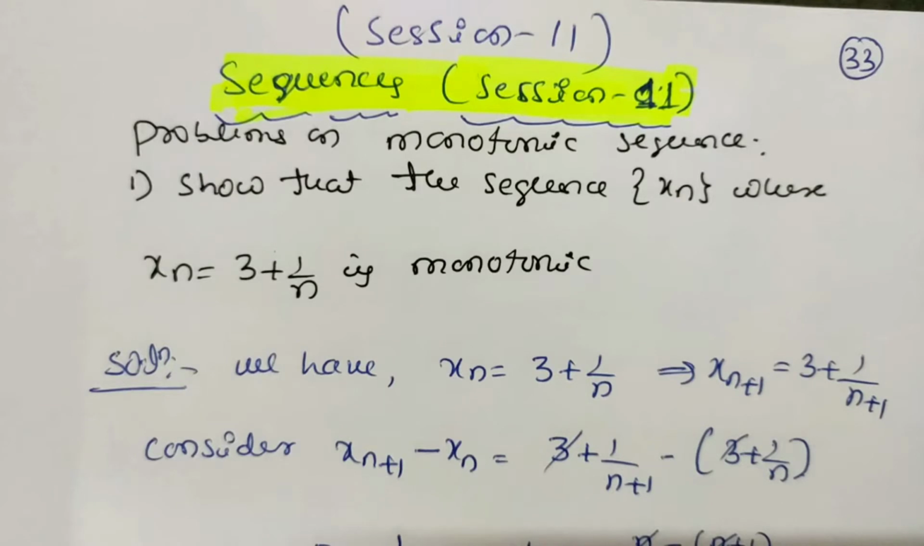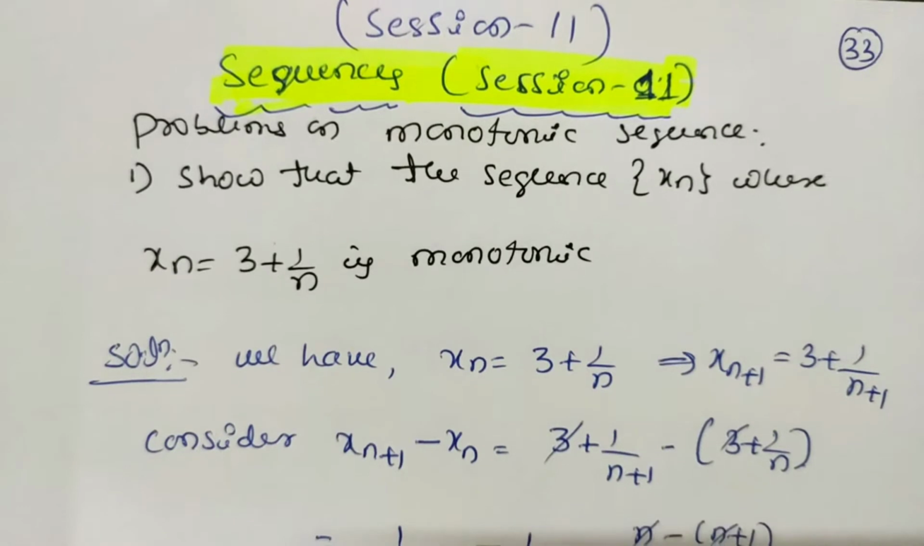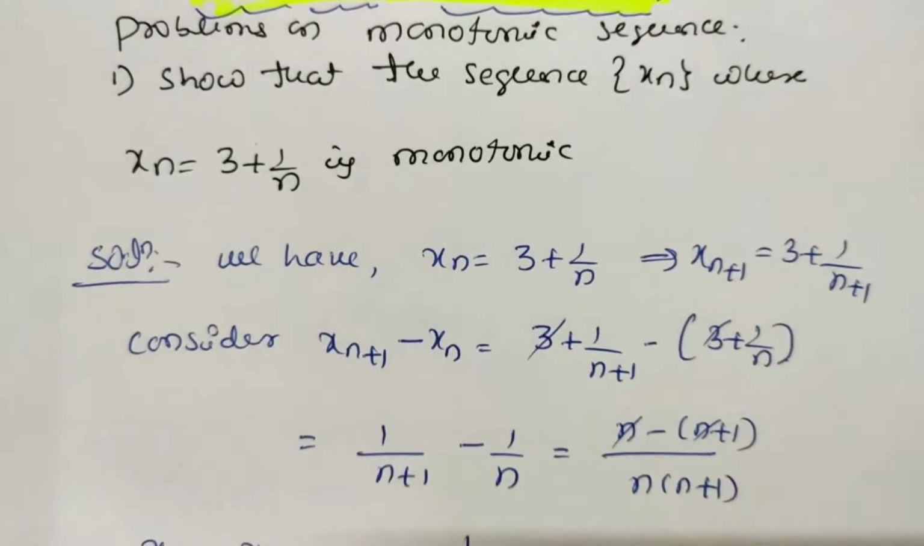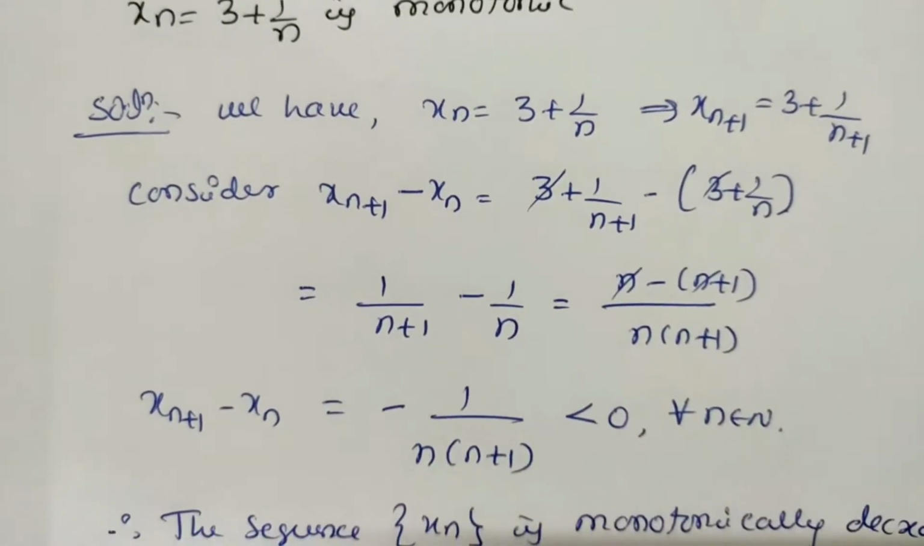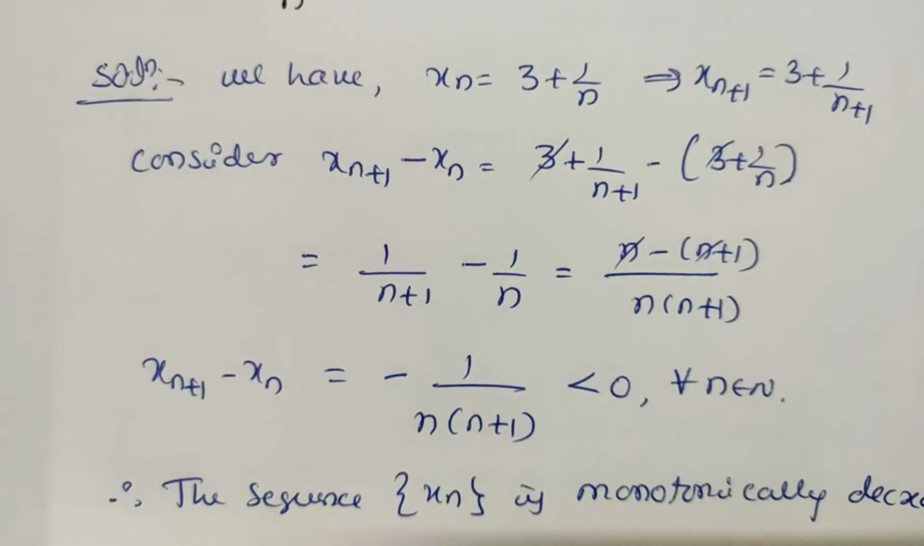In this session we are going to study examples on monotonic sequence. Take one example. Show that the sequence xn, where xn is equal to 3 plus 1 by n, is monotonic. Solution: we have xn is equal to 3 plus 1 by n.